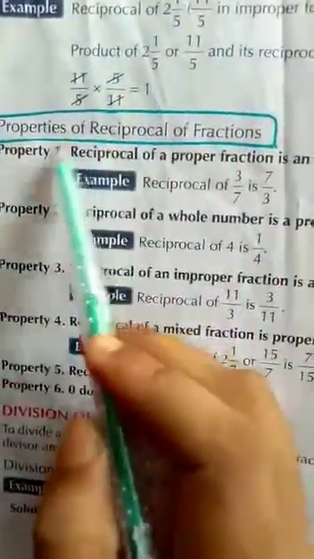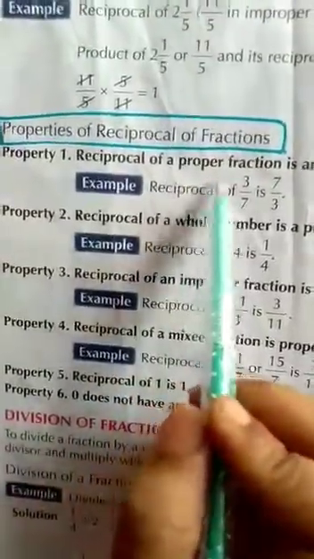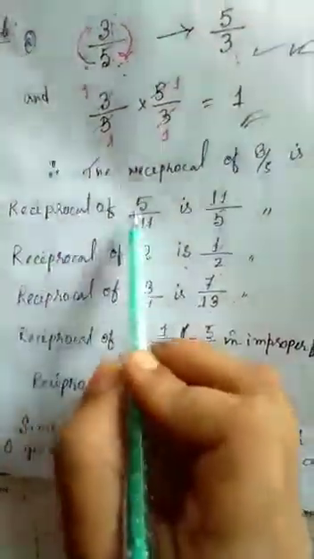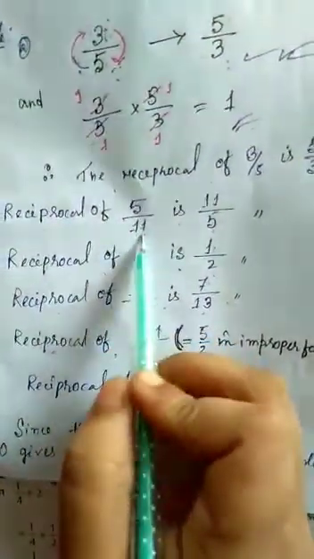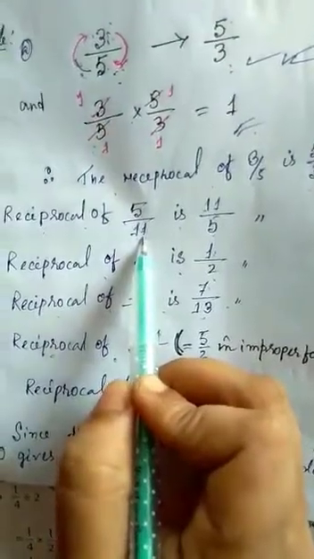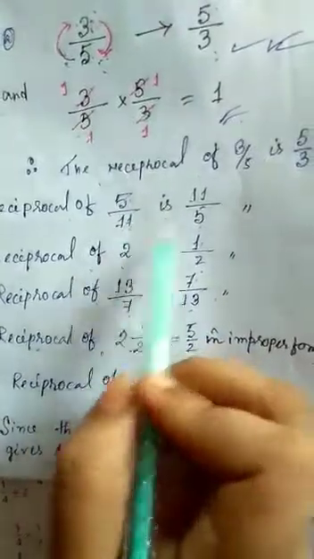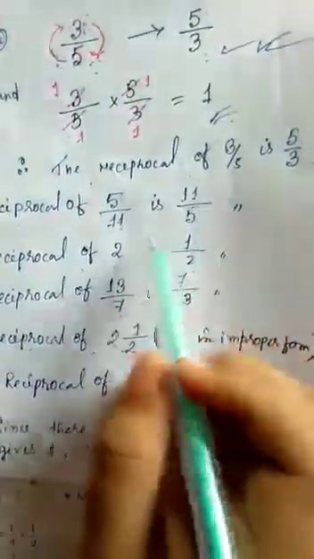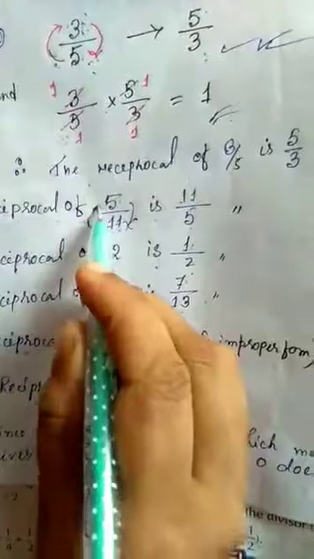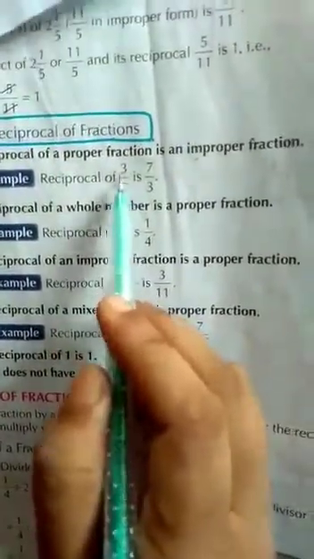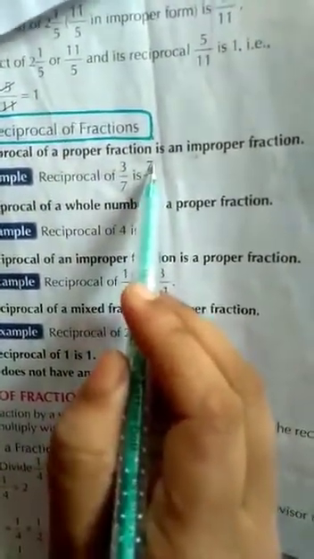And here property number 1 is: the reciprocal of a proper fraction is an improper fraction. As we have learned, the reciprocal of a proper fraction, that means 5 by 11 is a proper fraction as the denominator 11 is greater than the numerator 5. So its reciprocal means just the opposite one. After interchanging, what you get is 11 by 5. Okay, so this is the improper fraction.